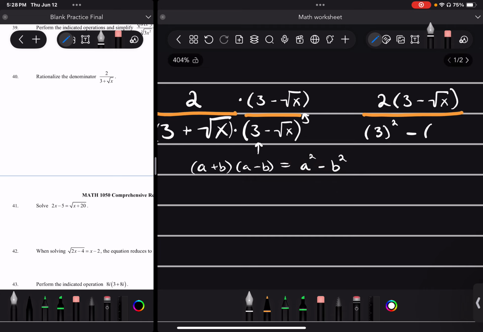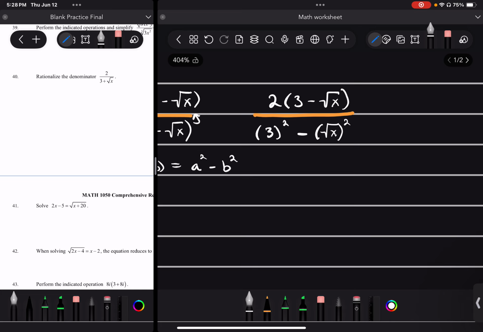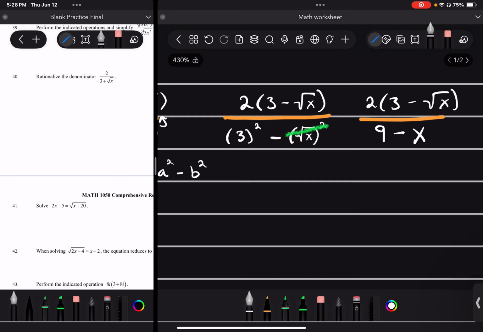We're then going to put this in and square it. Well, if you have a square root and you square it, these will cancel, leaving us with 3 times 3 is 9 minus x. And on the top, we still have the same thing. We have 2 times 3 minus root x, and that's all we can do. So that's pretty much where we're going.